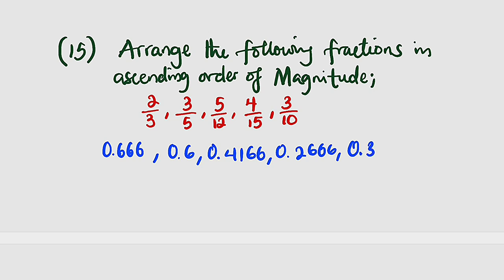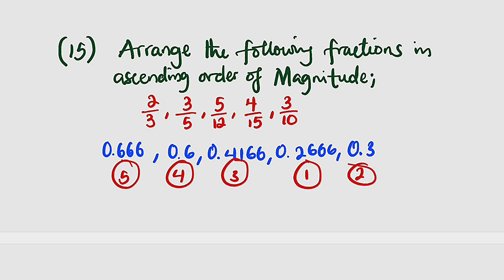So which one is the smallest here? All of them contain 0 point. So we have to look at the next digit. You can see that if you look at the next digit after decimal, this is the smallest number right here, right? So let me mark it as 1. So we have 1 here, then followed by this one. We have 2 here, followed by this one. We have 3 here, followed by this one, because this is just 0.6. This is 0.666. So this is 4 and this is 5, meaning this is the greatest.